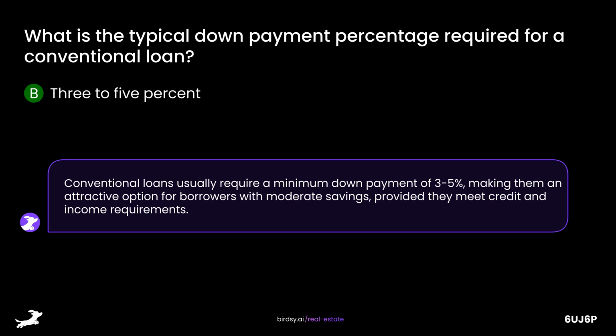Conventional loans usually require a minimum down payment of 3 to 5%, making them an attractive option for borrowers with moderate savings, provided they meet credit and income requirements.